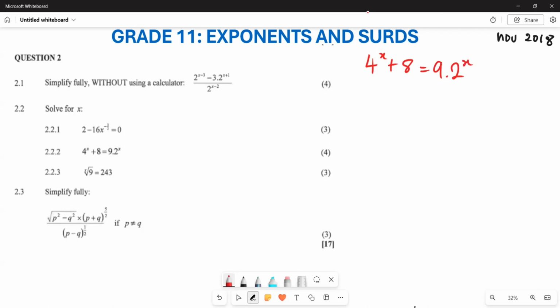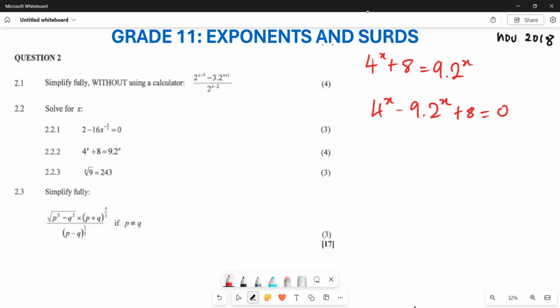Now, in this one, there are many ways that we can use to solve this, right? We can solve this way firstly. This is the same as 4 to the power of x, then we take this one to this side: negative 9 multiplied by 2 to the power of x plus 8 is equal to 0, right? Now, this is still going to be your trinomial, right? Altogether.